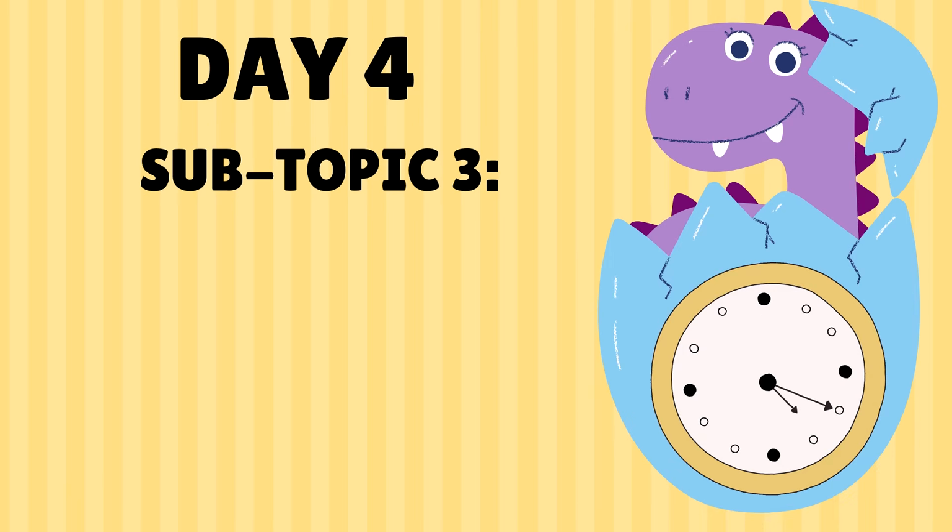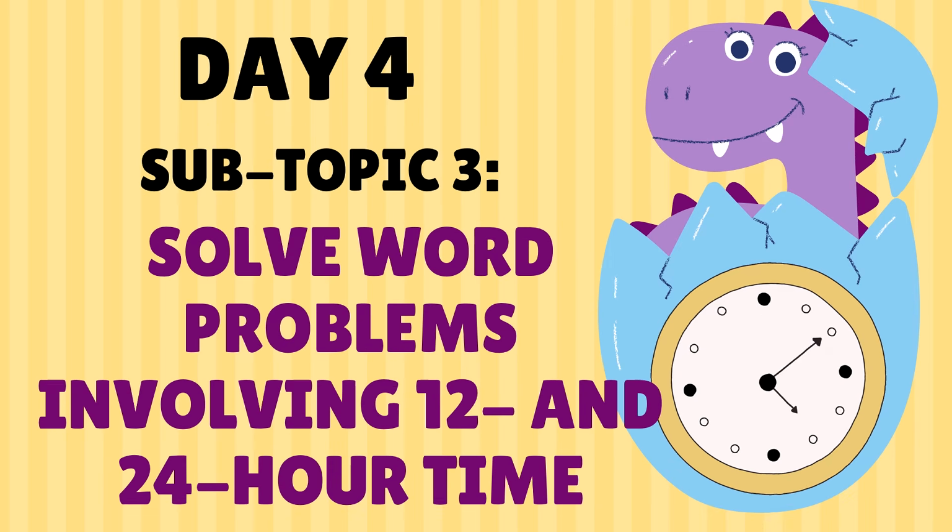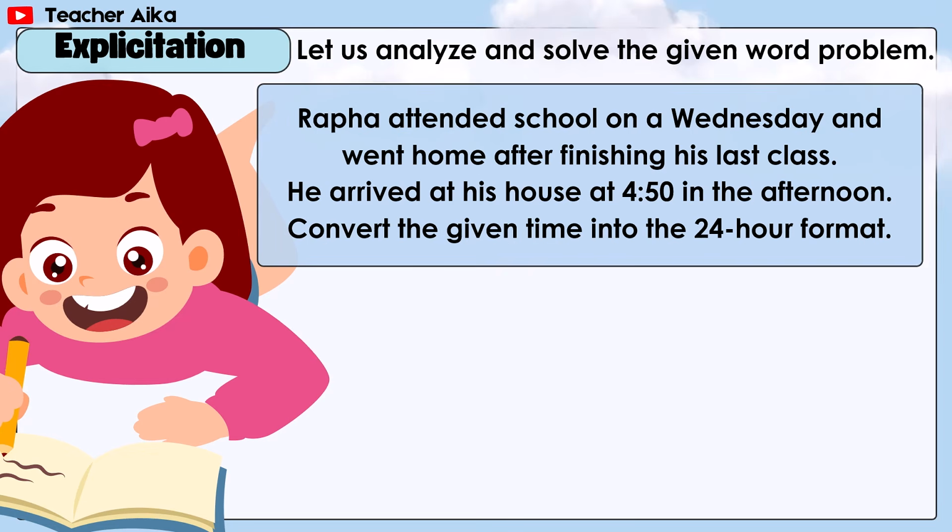Day 4, subtopic number 3. Solve word problems involving 12 and 24-hour time. Explicitation. Let us analyze and solve the given problem. Rafa attended school on a Wednesday and went home after finishing his last class. He arrived at his house at 4:50 in the afternoon. Convert the given time into the 24-hour format.